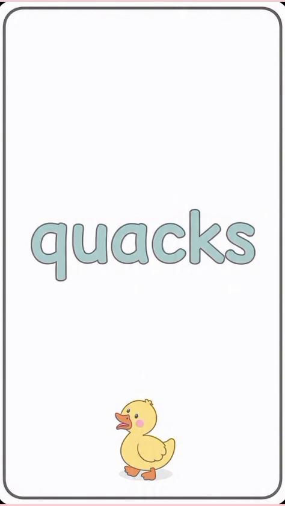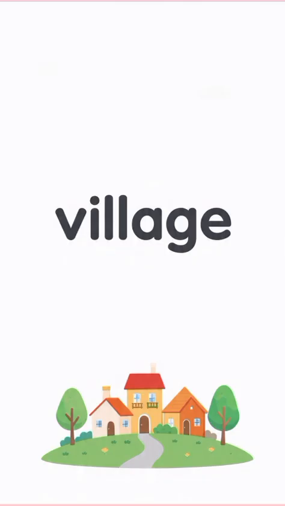The next word is quacks. Quacks. We clap one time. That means quacks has one syllable. The next word is village. Village. We clap two times. The word village has two syllables.